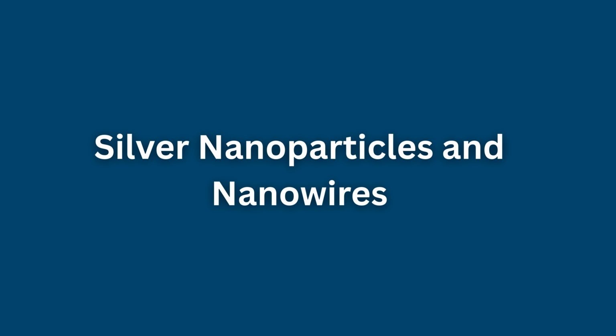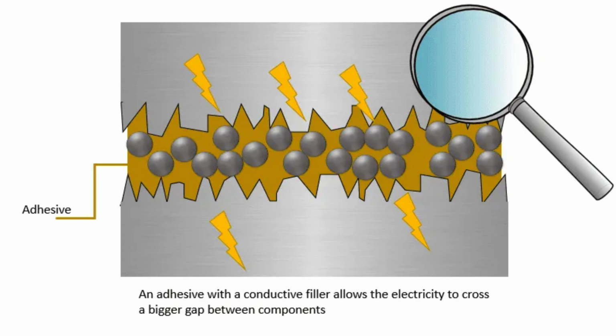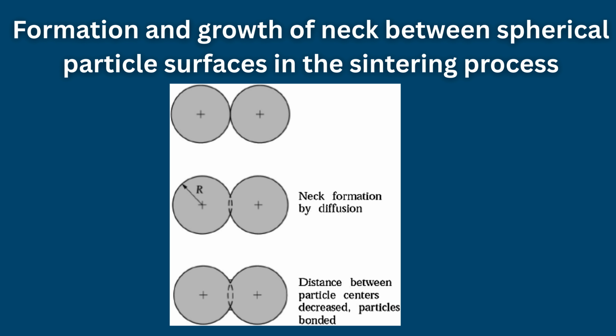Silver nanoparticles and nanowires. The melting temperature of bulk silver is approximately 960 degrees Celsius, which is far above the temperature tolerance of printed circuit boards, PCBs. However, when particle size decreases to the nanoscale, the melting point is reduced due to the melting point depression effect. This enables nanoparticles to sinter at lower temperatures, allowing metallurgical bonding between particles.